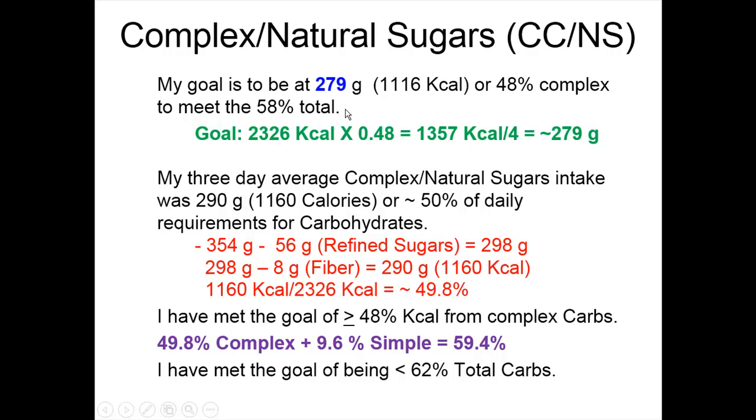And so what I've determined here is what my goal is. So my goal is 48%. Okay. So I take my total calories times 0.48, which is 48%, and I get this many calories divided by 4 calories per gram. That gives me a goal of 279 grams for complex and natural sugars. Okay?